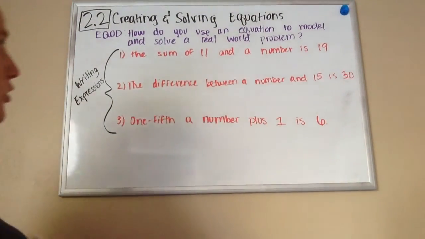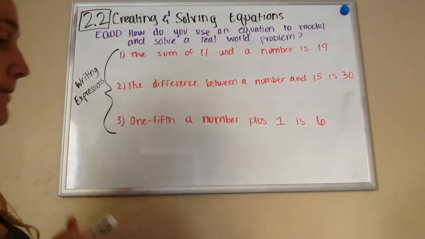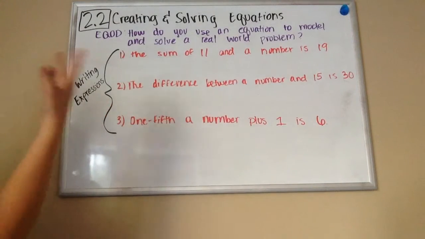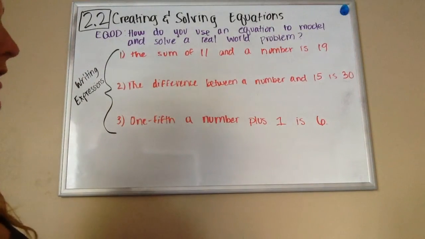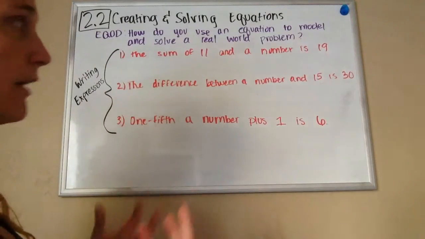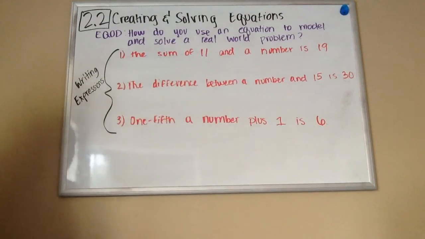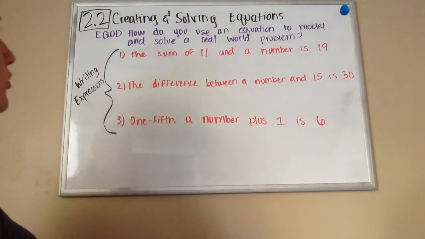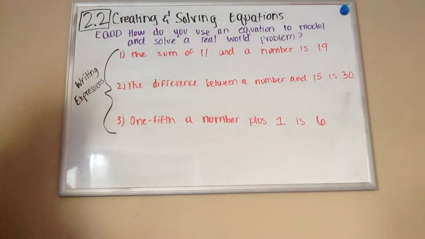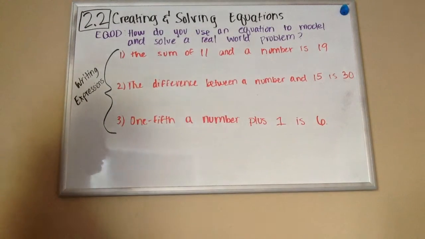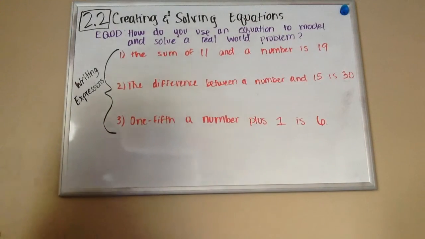So in section 2.2, we're delving deeper into those word problems. We're creating and solving equations. We're going to see how we're pulling the equations right out of words. So the essential question is, how do you use an equation to model and solve a real-world problem? And there's going to be no vocab for this lesson because it's all coming right from the words that we already know from English.